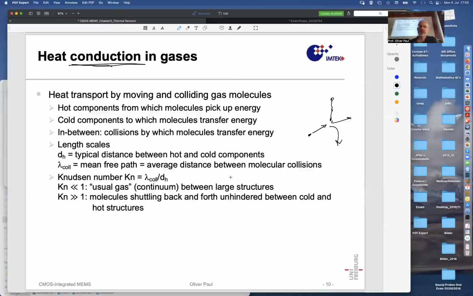So this typical length scale, this mean free path, as it is called, the mean free path between collisions, lambda col, and the dimension of a structure is determinant of what kind of heat transfer occurs. If I feel the heat of my mobile phone, because I just had some intense video chat, I can feel the heat. The distance is a few centimeters.